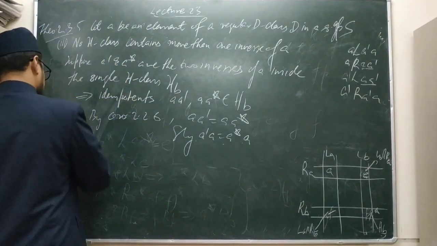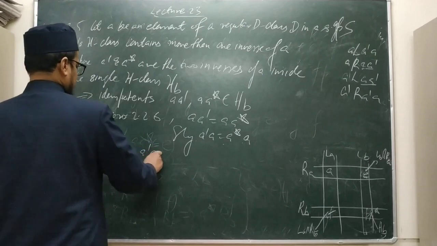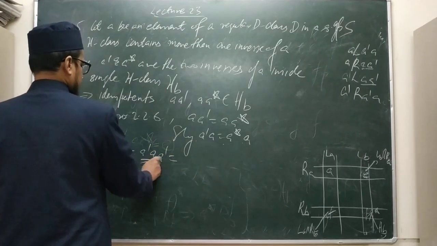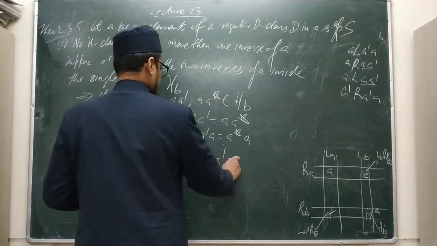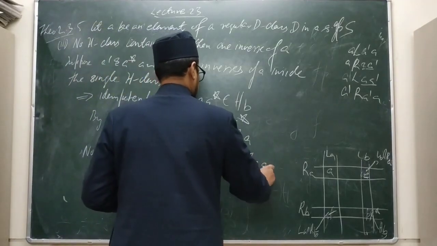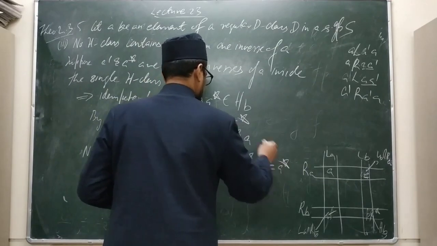Now calculate A dash. A dash will be what? A dash A A dash, or replaced by A star A into A dash. Now again replace, and now it will be what? A star. So in this way we have proved it.